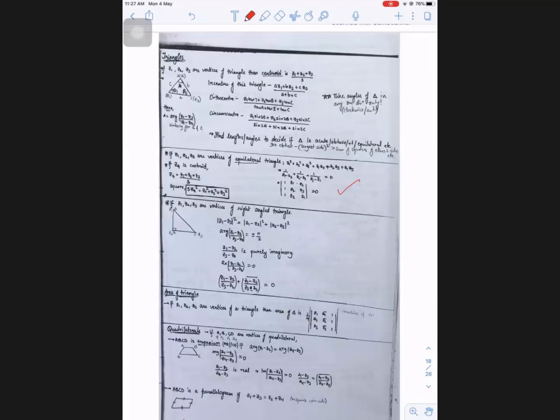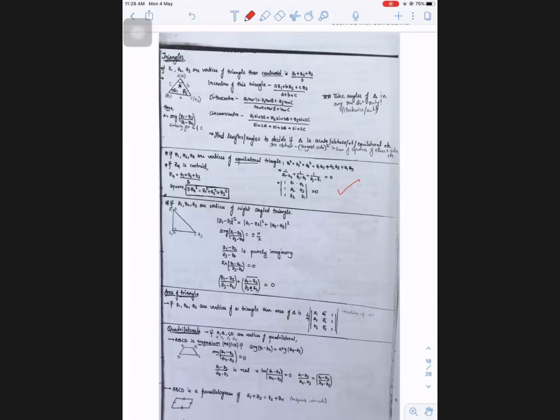And other result is related to equilateral triangle. All geometry results I'm explaining here. So if Z1, Z2, Z3 are vertices of equilateral triangle, already we discussed this condition. We can write that condition in 3 ways. One is Z1 square plus Z2 square plus Z3 square is equal to Z1Z2 plus Z2Z3 plus Z3Z1. Or the sum of 1 by (Z1 minus Z2) plus 1 by (Z2 minus Z3) plus 1 by (Z3 minus Z1) is 0. Or the determinant 1 Z1 Z2, 1 Z2 Z3, 1 Z3 Z1 is 0 condition.